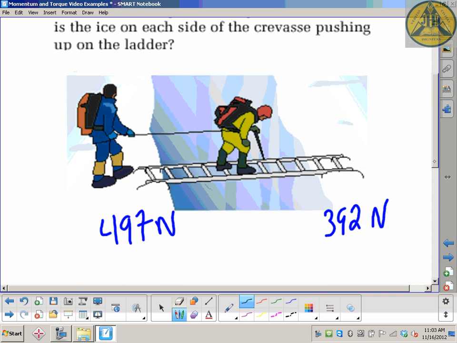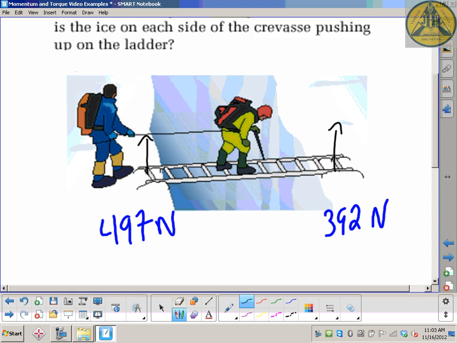So the answers here are written for you. So the 392 on the right and the 497 on the left are the answers. We're going to try and work out to get those answers. To figure it out, I'm first going to label all the forces that are in play. So there's two upward forces, one for each on the edge of the ladder. I'll draw that at the end of the ladder so it makes sense with the problem.